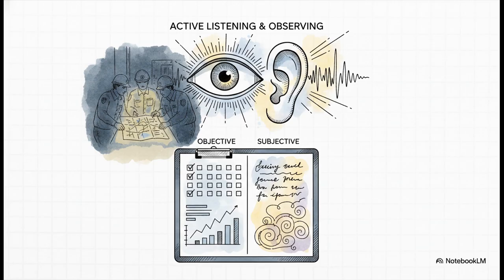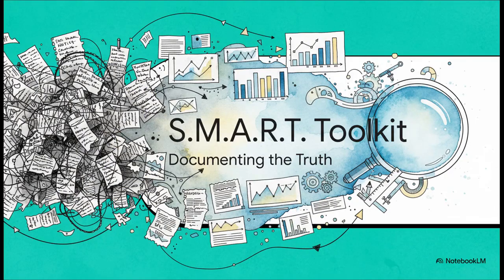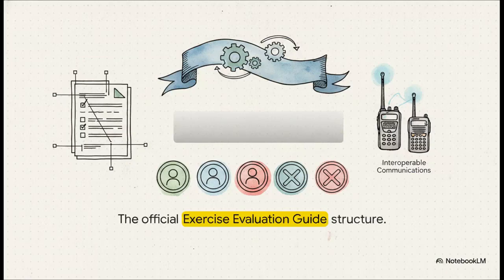You'll be documenting via both subjective and objective methods. What that means is you're capturing hard facts, like message delivery times, right alongside your own professional assessments of their coordination. Okay, on to Section 4, the SMART evaluation toolkit, and documenting the truth. Take a look at how the formal exercise evaluation guide actually structures your notes directly around the core exercise objectives.